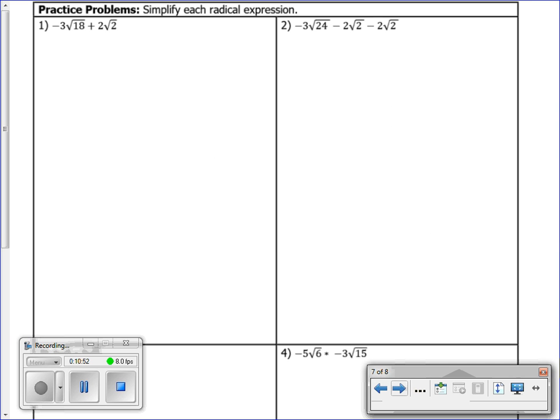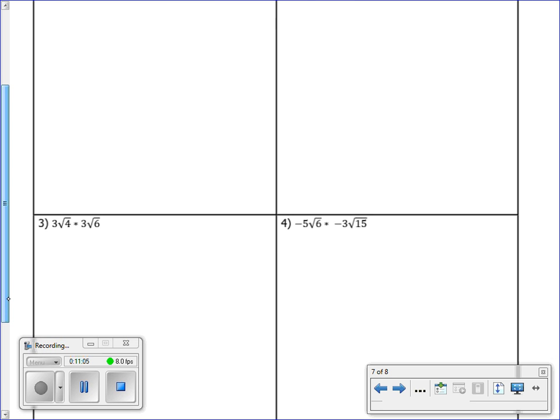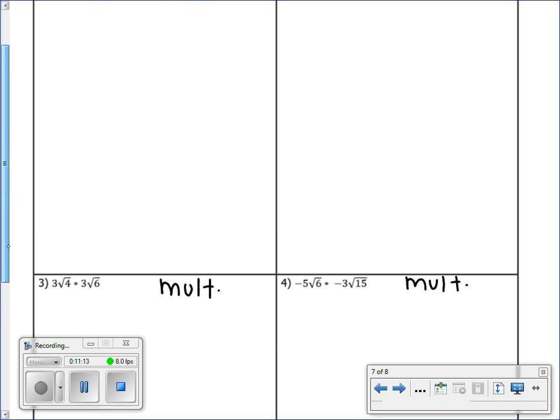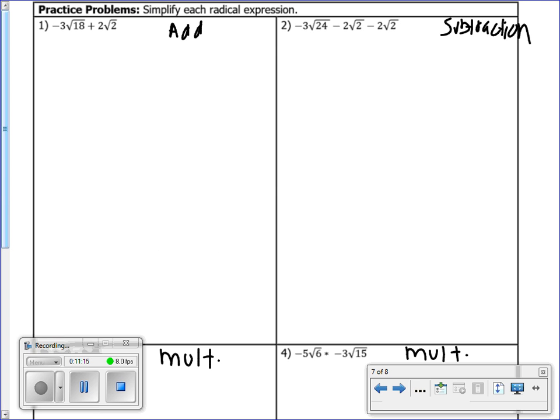For our practice problems, our first two are addition and subtraction. And then our last two are both multiplication, so just be aware we do each problem a little bit differently. So if we look at number 1, we have to break down the 18 first. 18 breaks down to 6 and 3. 3 is prime, 6 is 2 and 3.